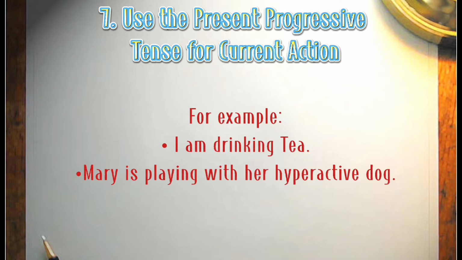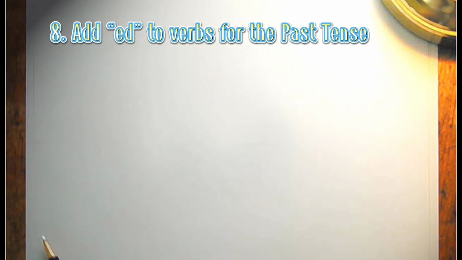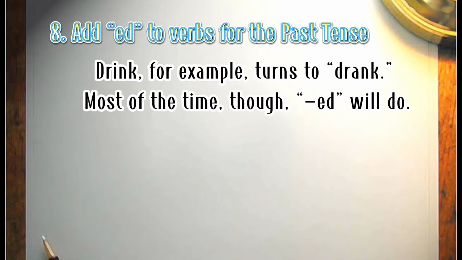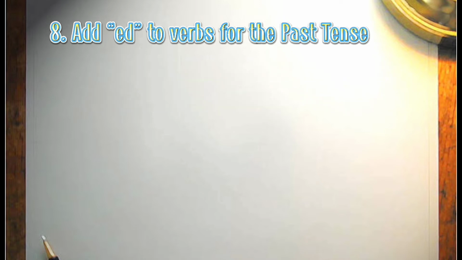Are we clear? Okay, next, add ed to verbs for the past tense. When we talk about the past, we have to add an ed to regular verbs to make the second form. Irregular verbs are tricky and have their own sets of rules. Drink, for example, turns to drunk. Most of the time, though, ed will do.